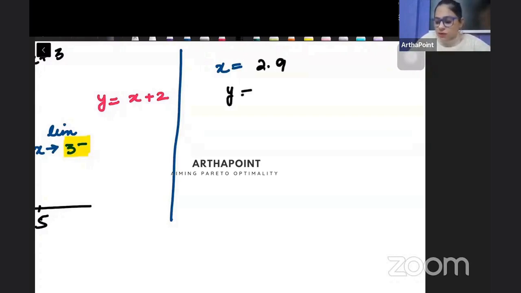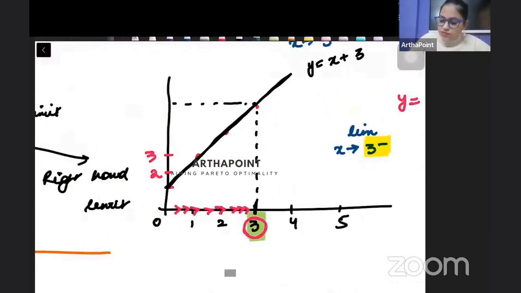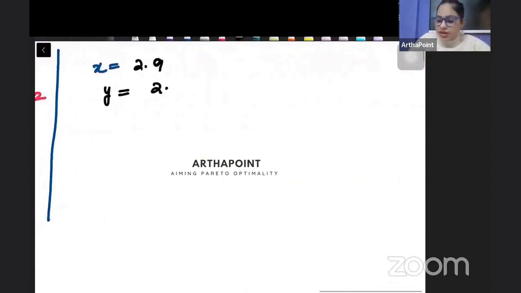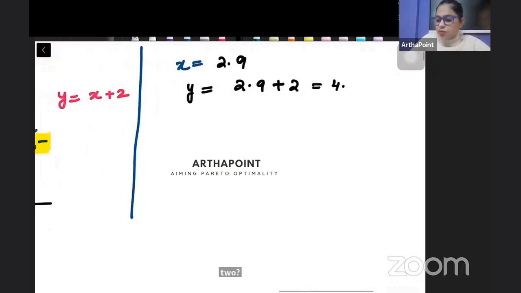क्या आंसर मिलेगा बच्चे? Sorry, this will be 5 na? 3 plus 2, 5. I just wrote 6. What will I get when I put 2.9? I will get 2.9 plus 2. That means I will get 4.9.